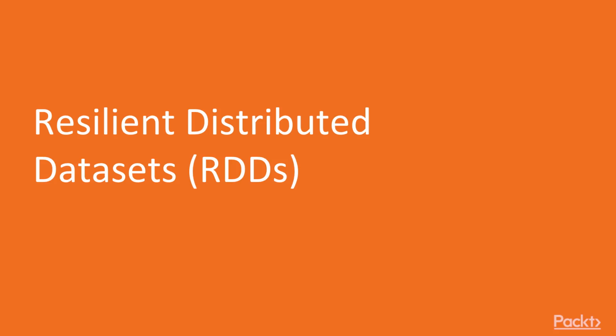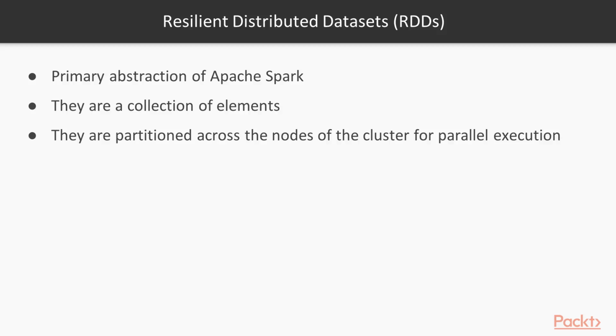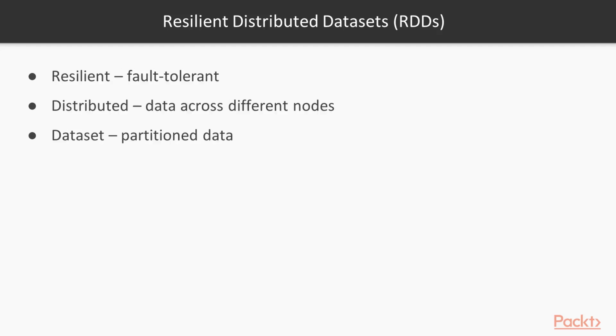In this video of section 3, you will learn about RDDs. Resilient distributed data sets, which are called RDDs, are the primary abstraction of Apache Spark. They are a collection of elements. In fact, they are partitioned across the nodes of the cluster for parallel execution. The word resilient means fault tolerant, distributed means data across different nodes on a cluster, and data set means partitioned data.